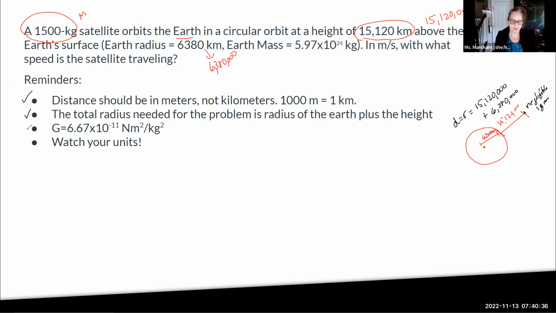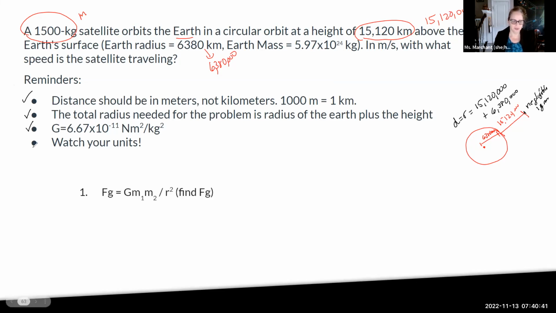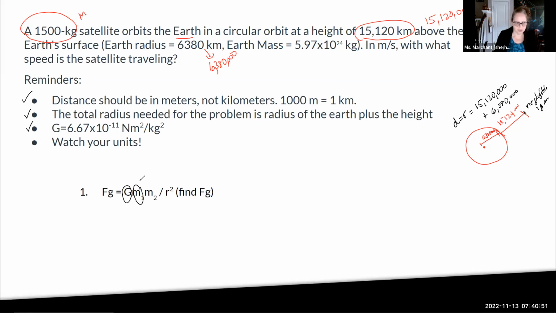Your G, 6.67 times 10 to negative 11. What is our equation that we are going to use? Force of gravitation. Here we go. We have the G. Do we have the mass 1? Yep, 1,500. Do we have the mass 2? Where's the mass 2? 5.97 times 10 to the 24th. It's in kilograms, so we don't have to convert that. Radius is what we just found over on the other side. So there is our force of gravity.